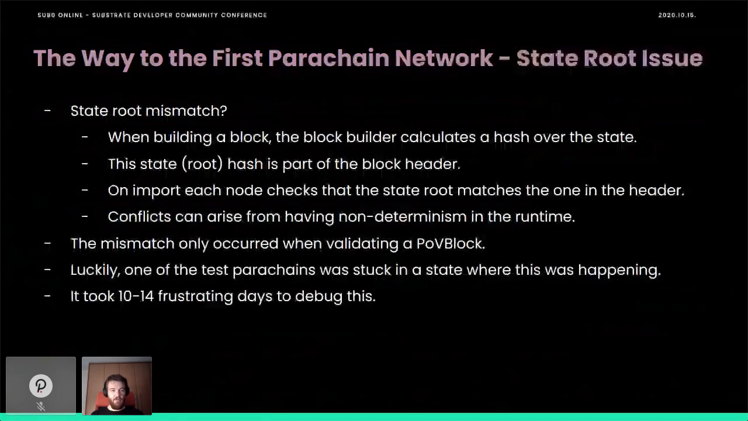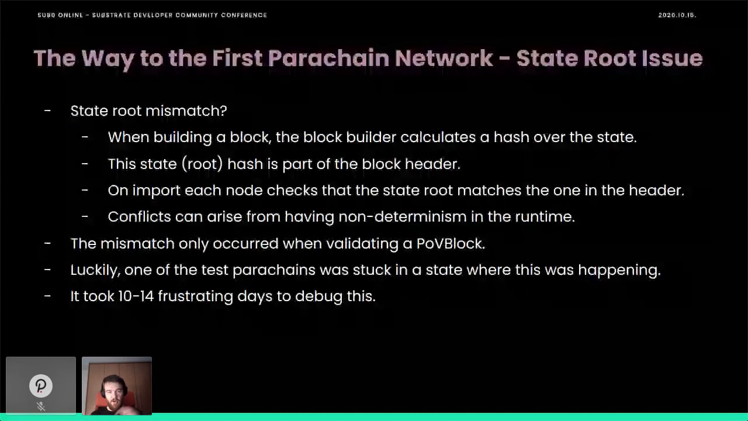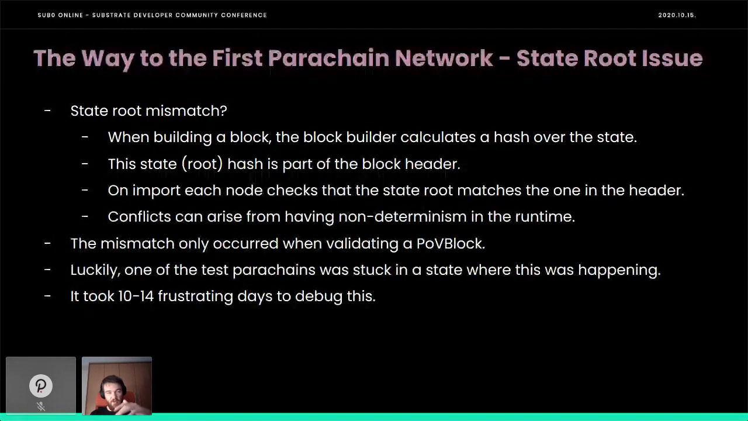So what is actually a state root mismatch? When you build a block, the block builder calculates the hash over the state, and this hash is put into the block header. And each node that imports this block checks that after the block is imported, the hash of the state is equal to the one in the header. If it's not equal, that means there is some non-determinism in your runtime, and that's bad, and you need to fix it, because it's always expected that the same state with the same transactions gives you the same output. Otherwise, blockchains don't work. So in our case, the mismatch was only occurring when validating a proof of validity block.